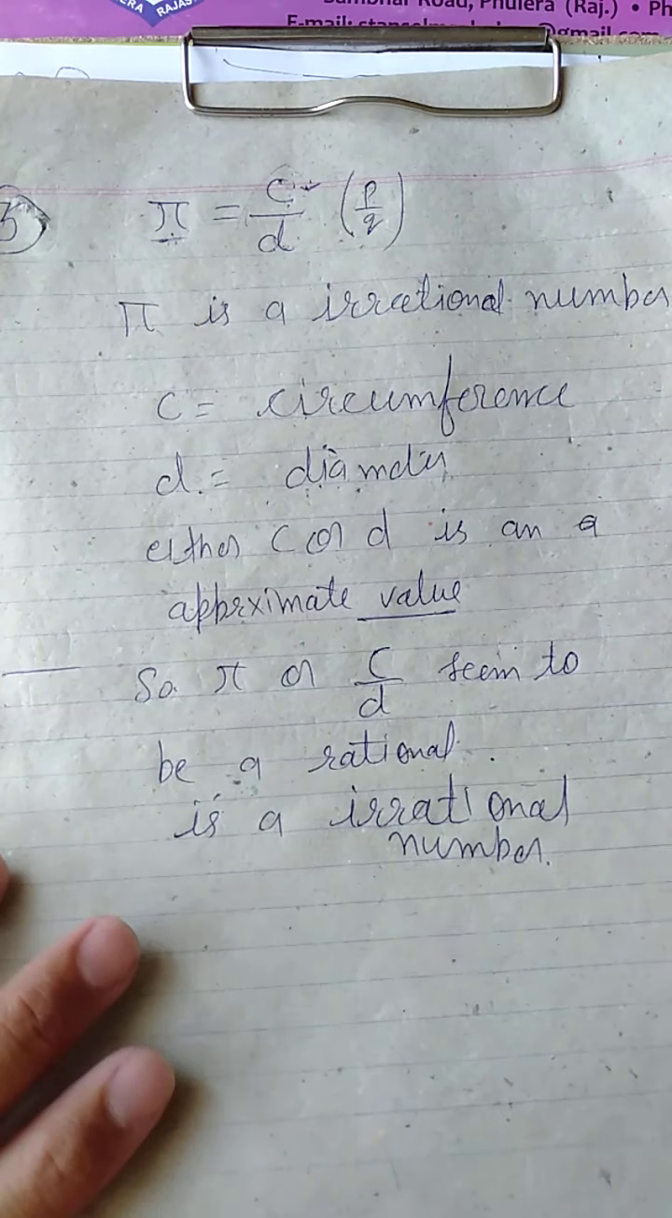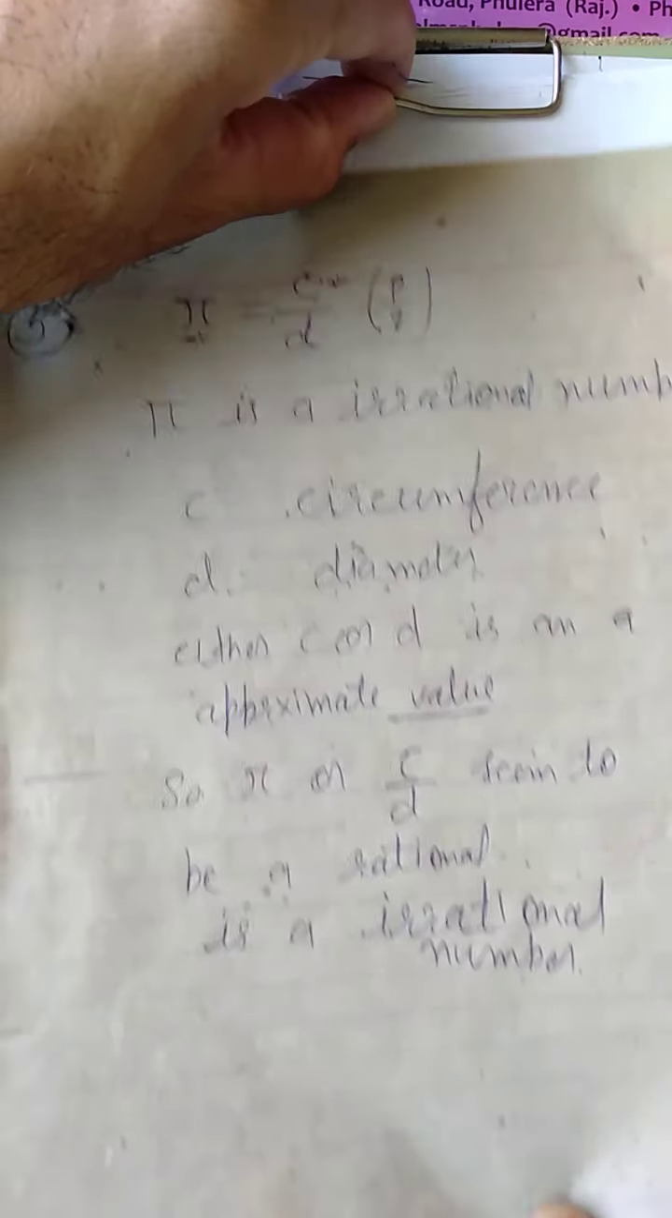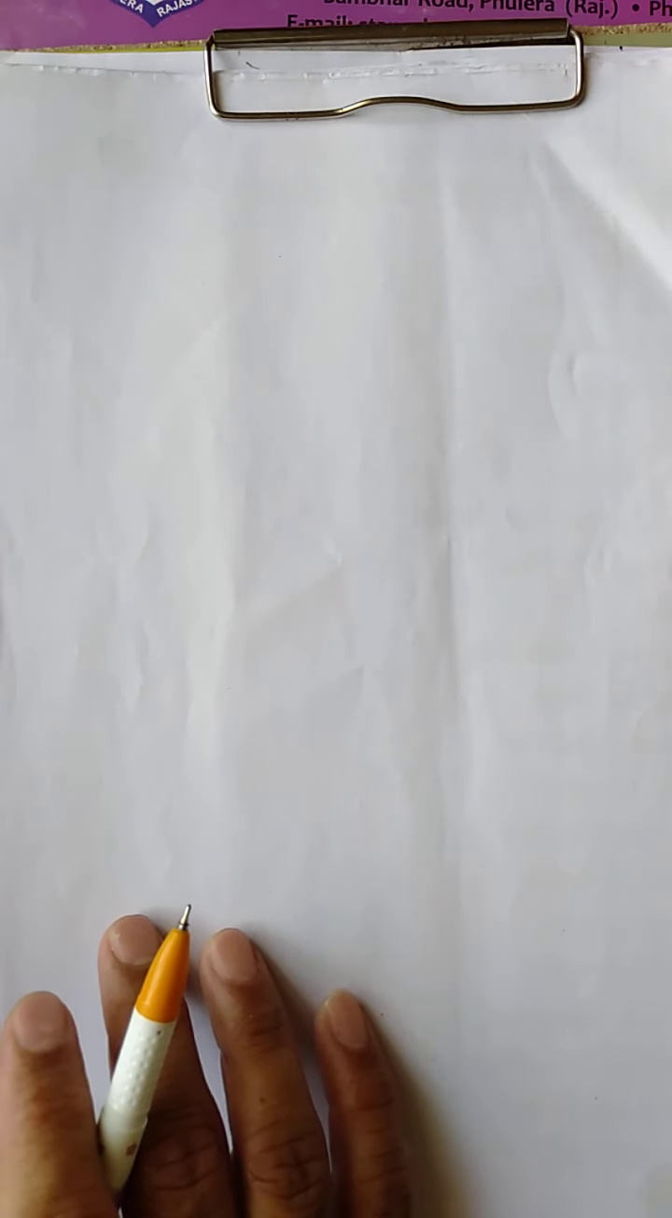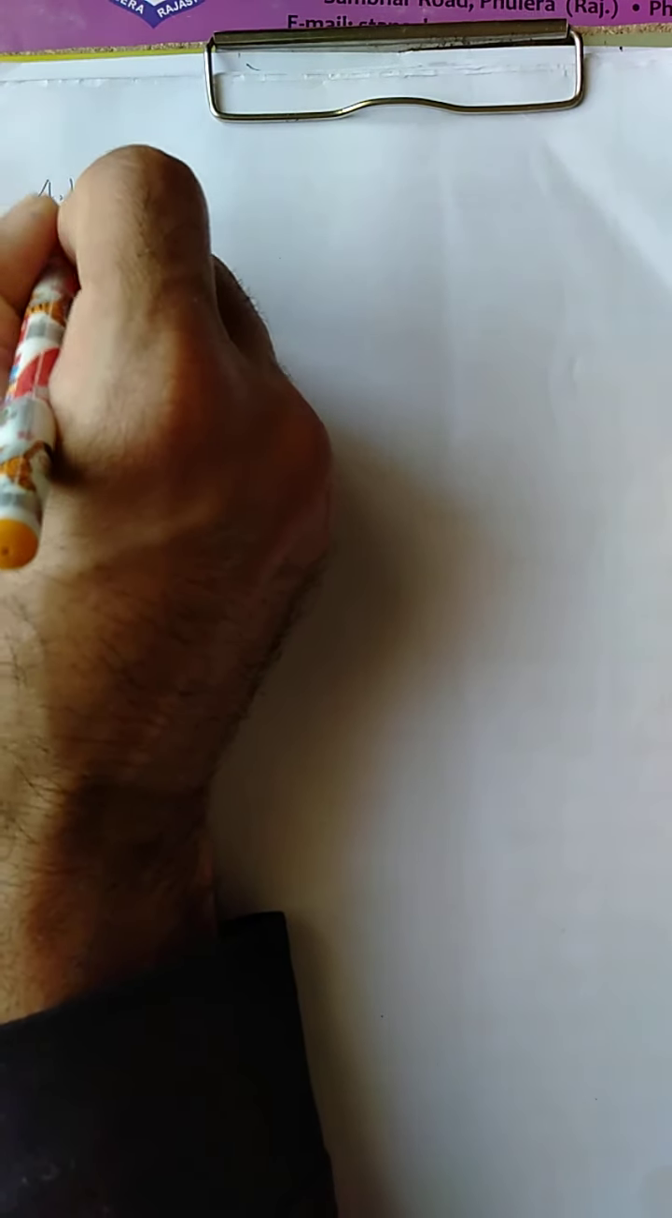Now after this we will solve question number 4. Question 4 we have done in the previous exercise. Now see how to do it. One more time we are doing this. It is given, represent root 9.3 on the number line. Fourth question.